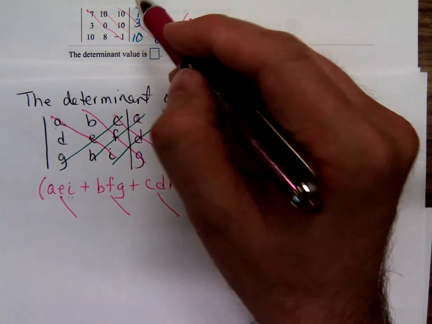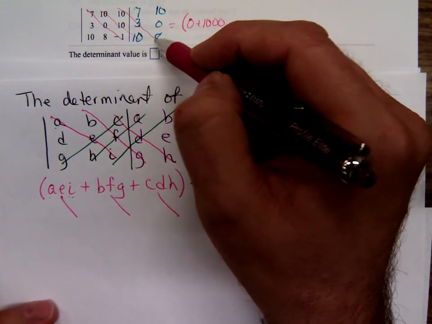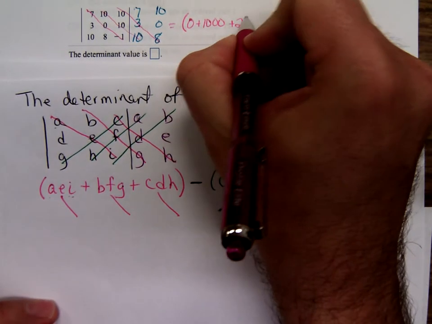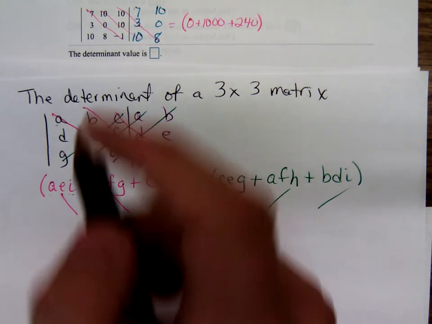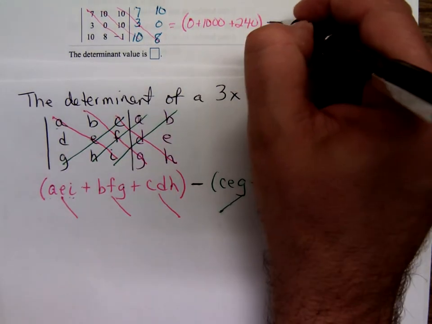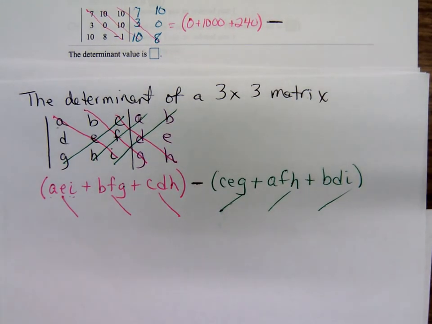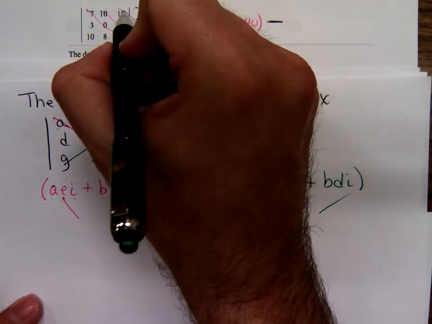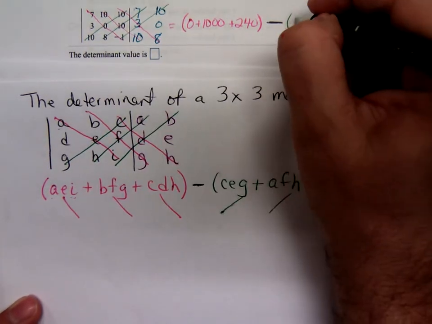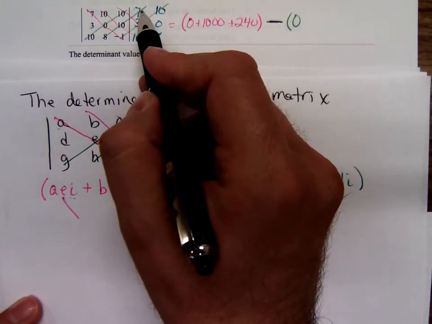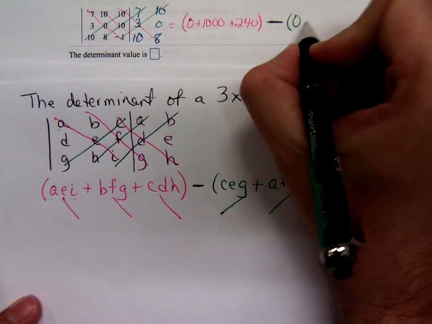And then 10 times 3 times 8. Well, 3 times 8 is 24 times 10 is 240. So that's the 3 diagonals, the pink diagonals. Then this minus sign is that minus sign. Now I'll do the other 3 diagonals. 10 times 0 times 10. Anything times 0 is 0. 7 times 10 times 8. Well, 8 times 7 is 56 times 10. That'll be 560.